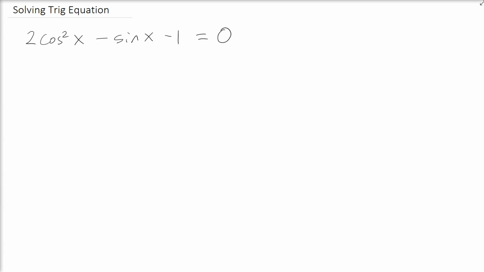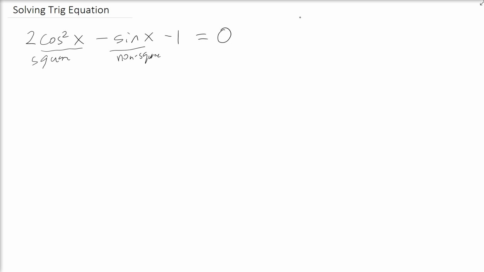So here we're trying to solve this trigonometric equation, 2 cosine squared of x minus sine of x minus 1 equals 0. The first thing to notice is that we have a square term and we have a non-square term. This is what we're going to call the square term, and this is the non-square term. And they're different. It's not the same trig function. We have a sine that's the non-square and a cosine that's the square term.